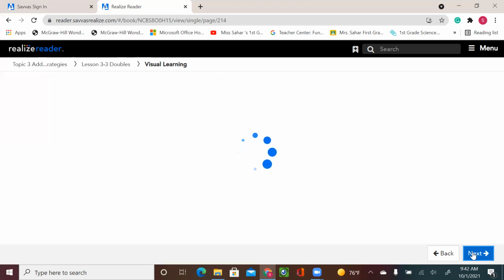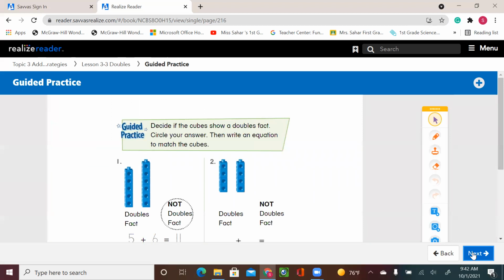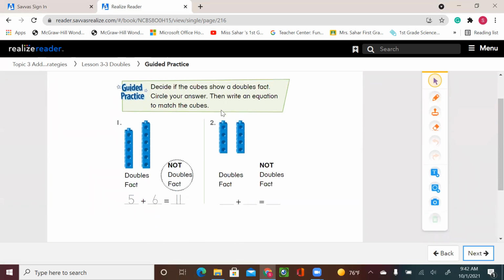All right, let's see the exercise we have. Page 118. Decide if the cubes show a doubles fact. Circle your answer. Then write an equation to match the cubes. So we have 2 sets of the cubes, and we're going to either circle if it's a doubles fact, that means both towers, or both columns, or both sides are the same, or if it's not a doubles fact, that means one is longer or one is shorter.